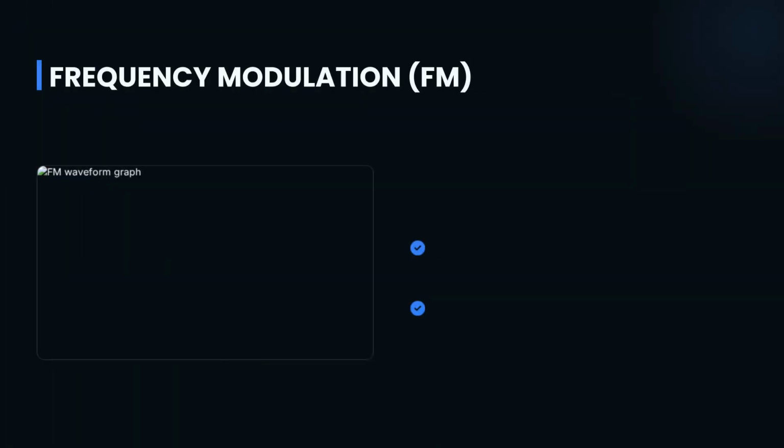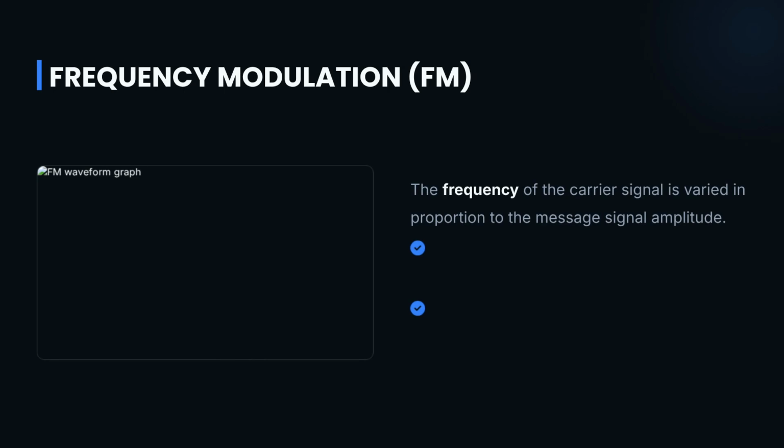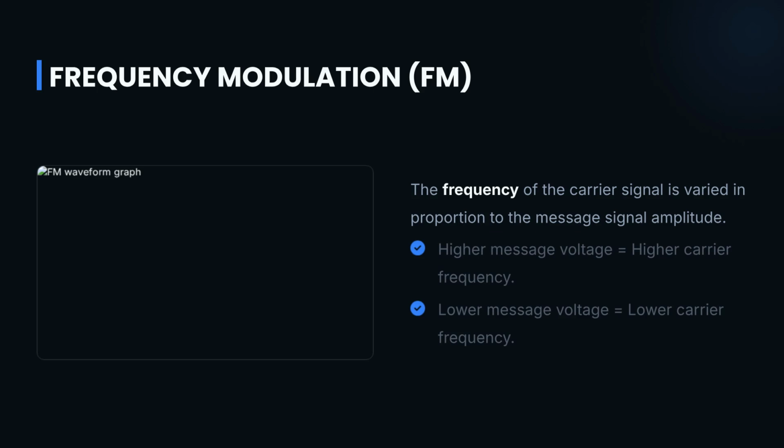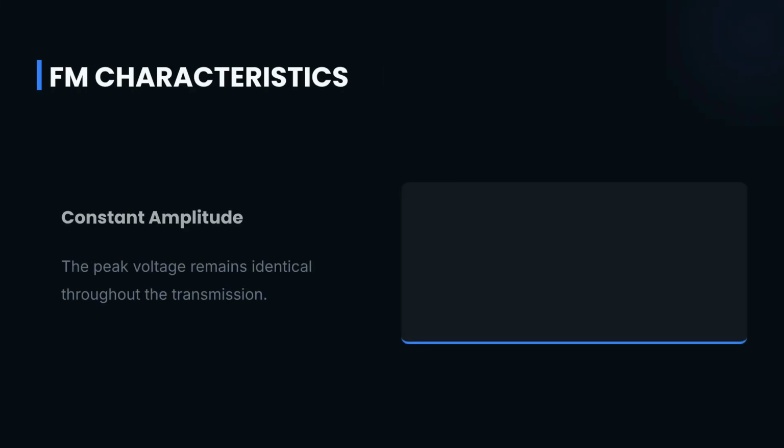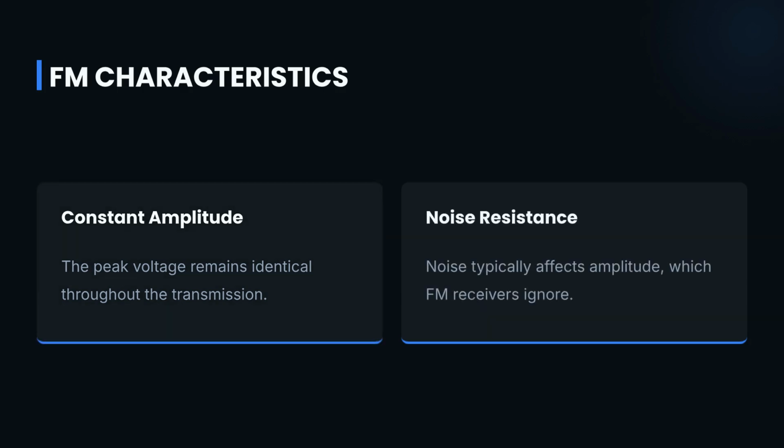In frequency modulation, or FM, the carrier signal's frequency is varied in proportion to the message signal's amplitude. Higher message voltage equals a higher carrier frequency, and vice versa. FM characteristics include a constant amplitude, meaning the peak voltage remains identical. It also offers good noise resistance because FM receivers ignore amplitude variations where noise typically resides.